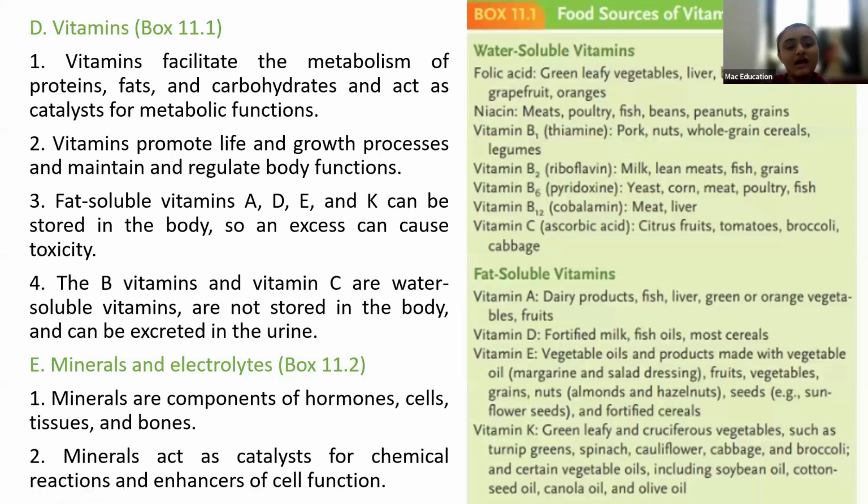Okay. So minerals are components of hormones, cells, and tissues and the bones. Minerals कहाँ के components है? वो hormones में भी present होते हैं, cells में भी होते हैं, tissues में भी होते हैं, और bones में भी minerals देखने को मिलते हैं. Minerals act as a catalyst for chemical reaction and enhancer of the cell function. Minerals कैसे work करते हैं? तो जो भी chemical reactions हमारी body में होता है, उसमें catalyst की जैसा रोल प्ले करते हैं और वो सेल का फंक्शन एनहांस करते हैं सारे मिनरल्स.